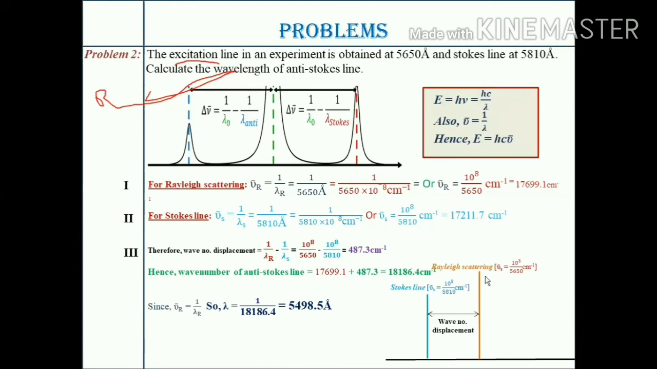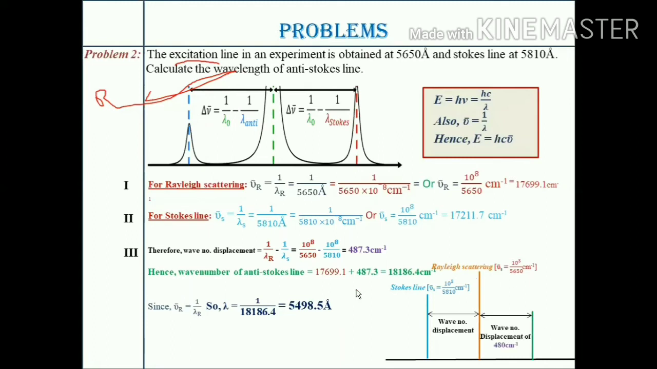Okay, so once I know the difference between these two, what is the next step? The question is asking me to calculate the wavelength of the anti-Stokes line. The anti-Stokes line actually lies towards the right. So what will be the next step? Add the value of the difference to the Rayleigh scattering. Then you will get the value of the anti-Stokes line.